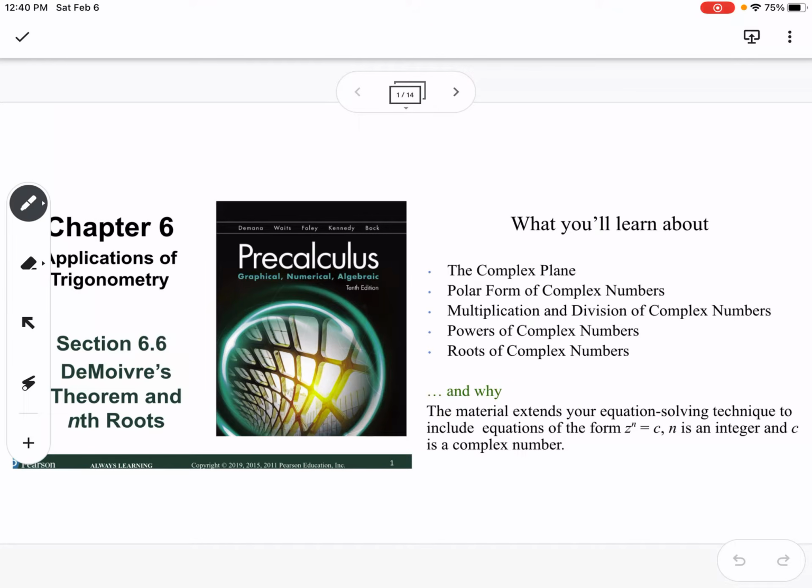This is section 6.6, DeMoivre's Theorem and nth roots. We're going to talk about the complex plane, polar form of complex numbers, multiplication and division of complex numbers, powers of complex numbers, and roots of complex numbers.